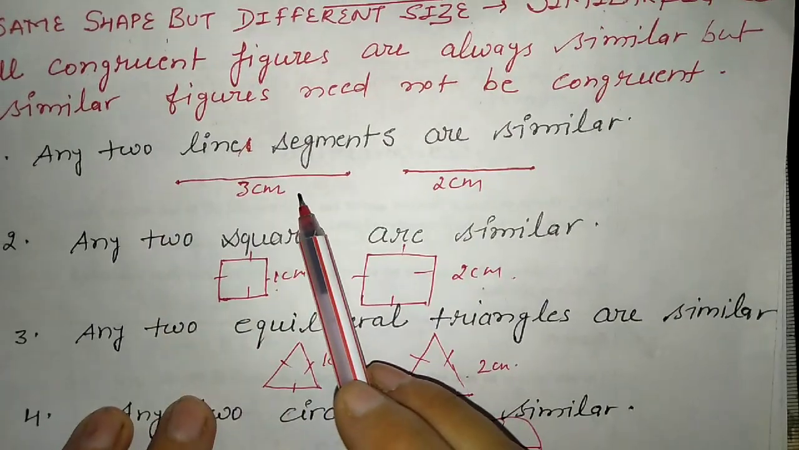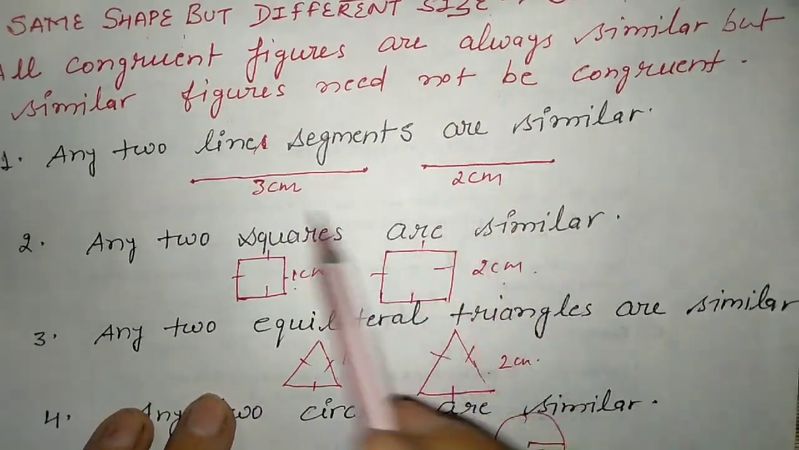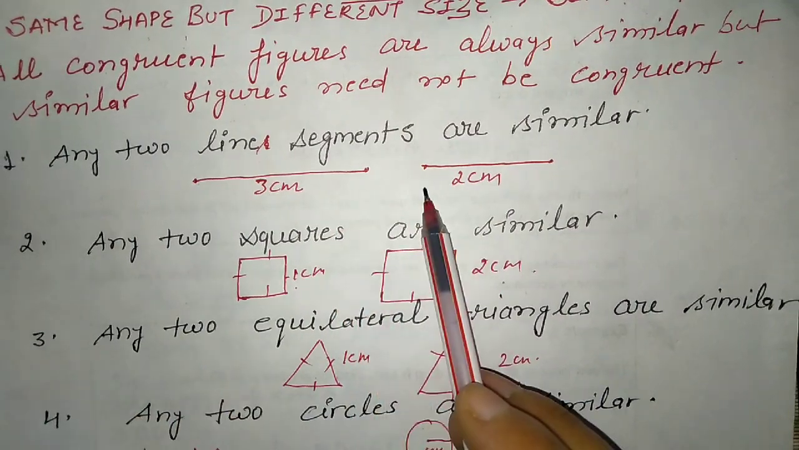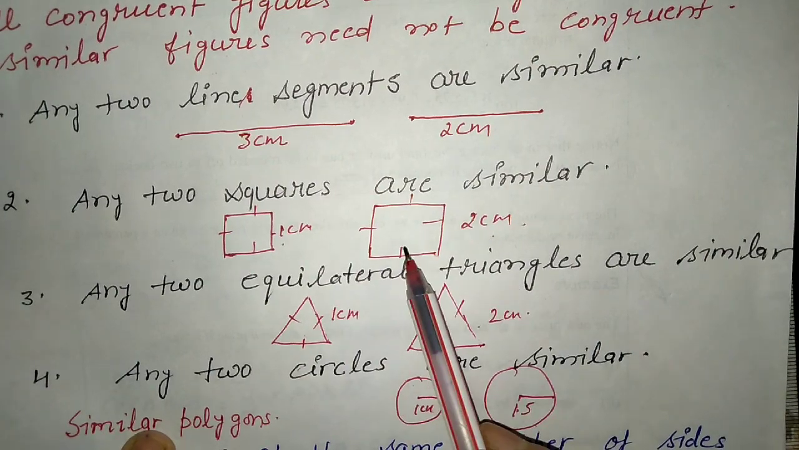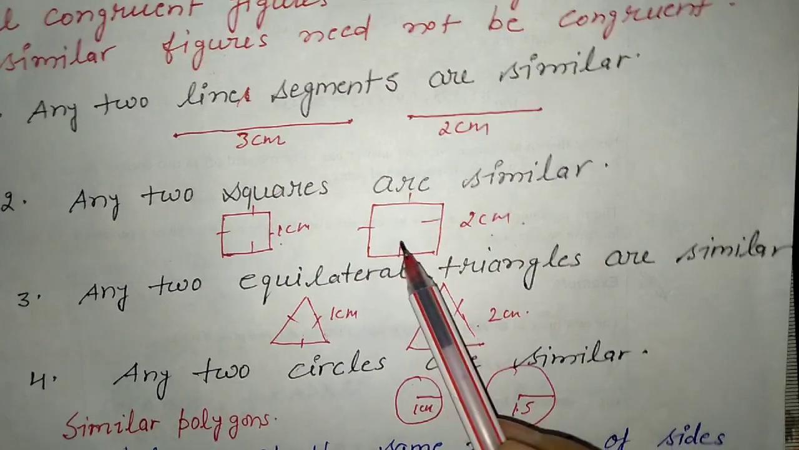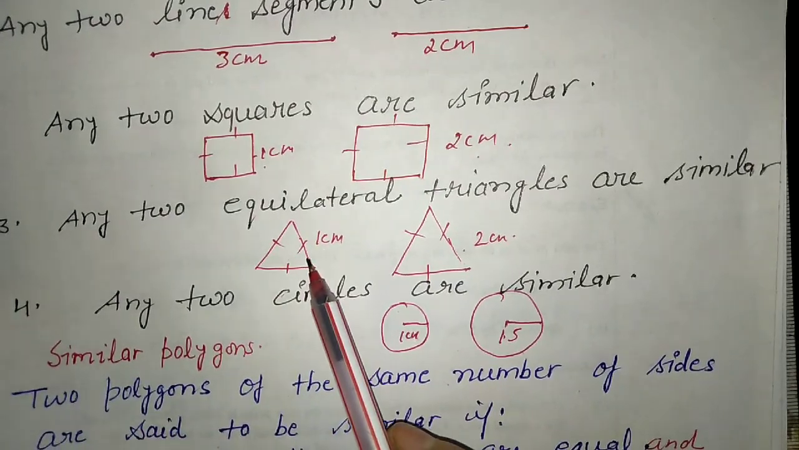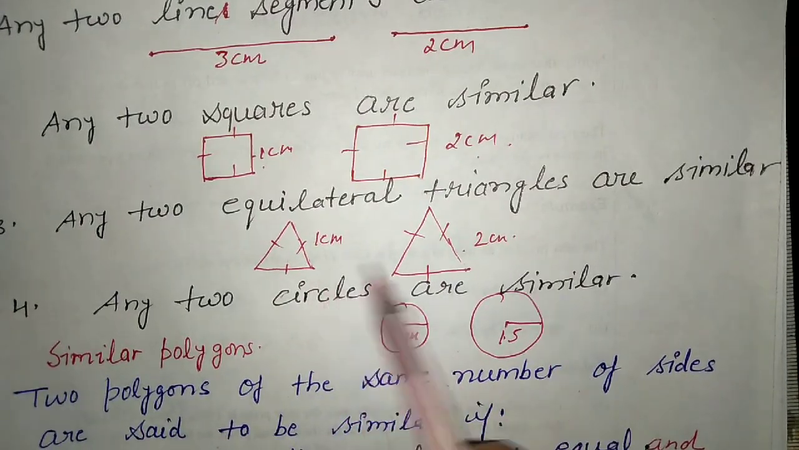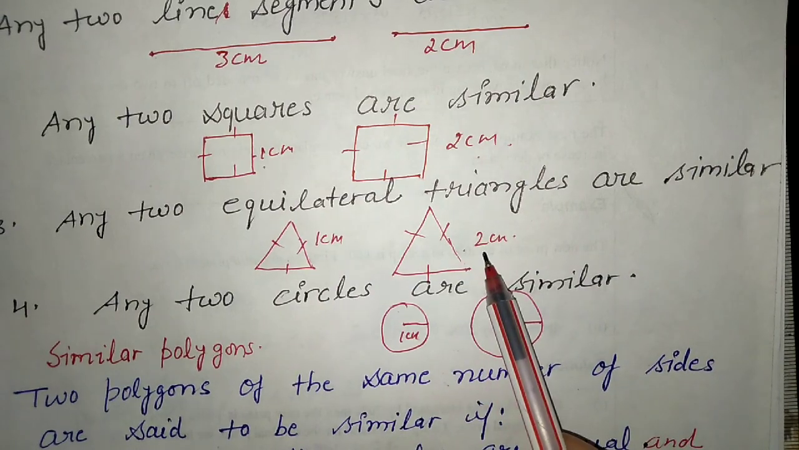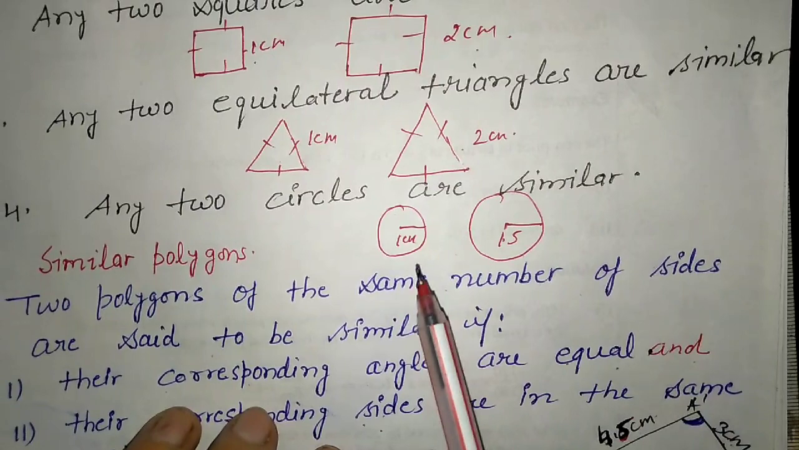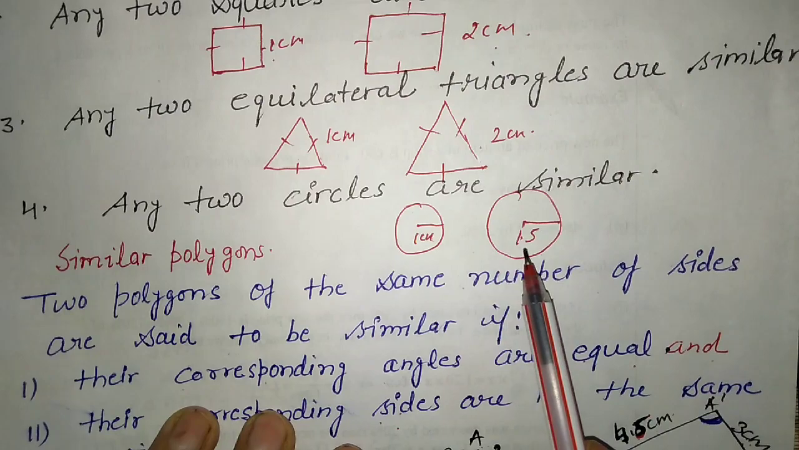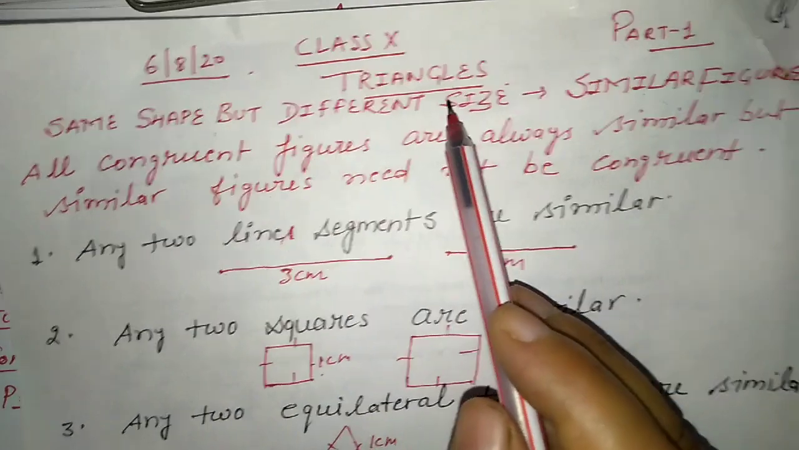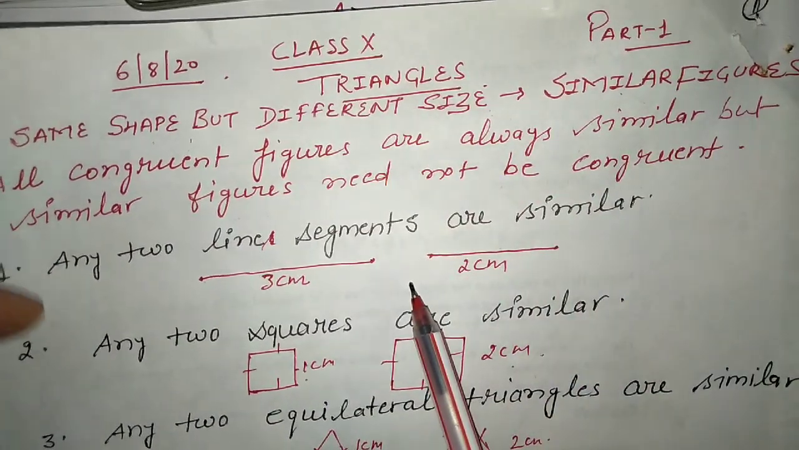If we have two line segments, one of 3 centimeter and one of 2 centimeter, both have the same shape but the size is different. Similarly, two squares, one with 1 centimeter each side and one with 2 centimeter each side, have the same shape but different size. An equilateral triangle of 1 centimeter each side and one of 2 centimeter each side, again the shape is the same but the size is different. Two circles, one of 1 centimeter and the other of 1.5 centimeter, again have the same shape but different size. So figures with the same shape but different size are known as similar figures.